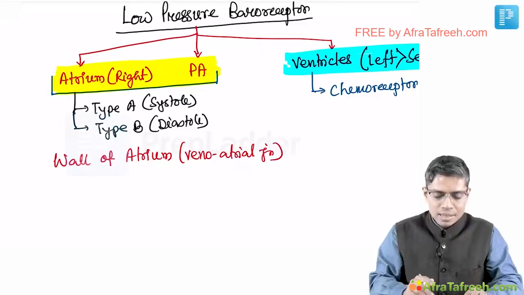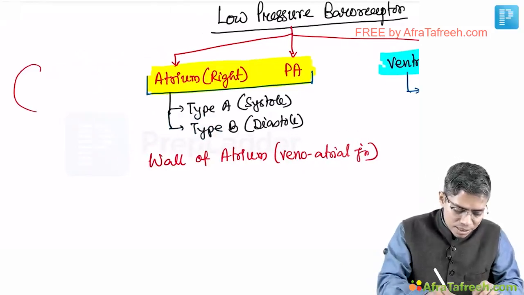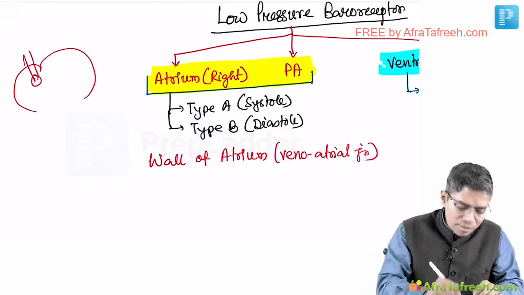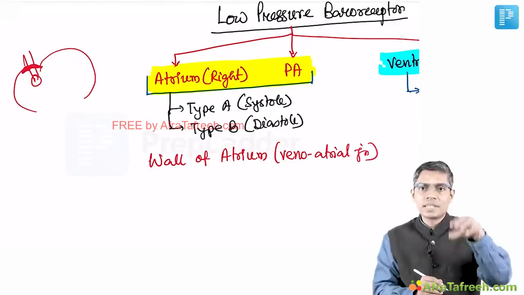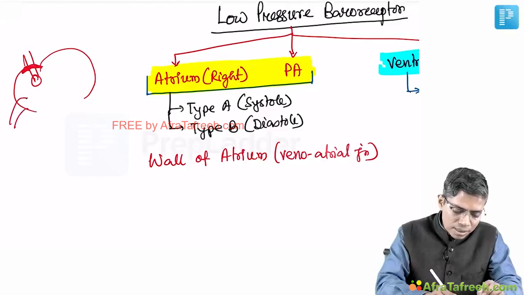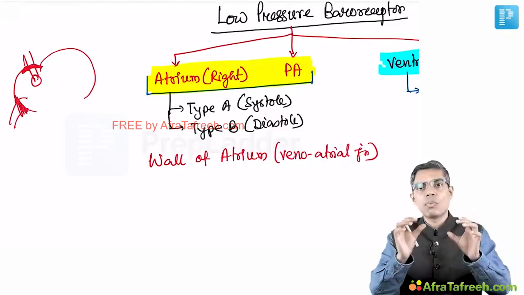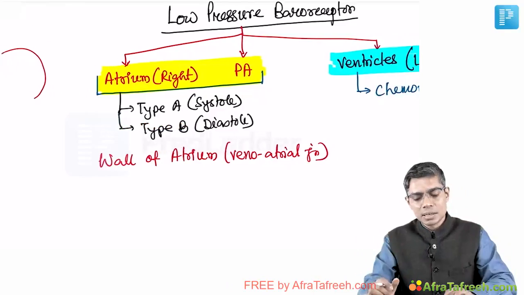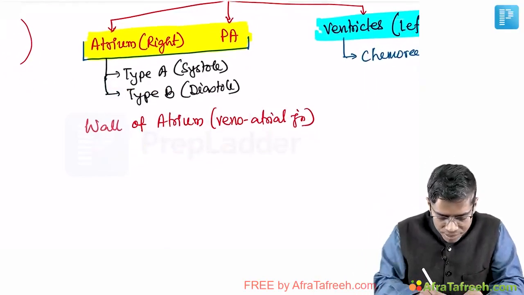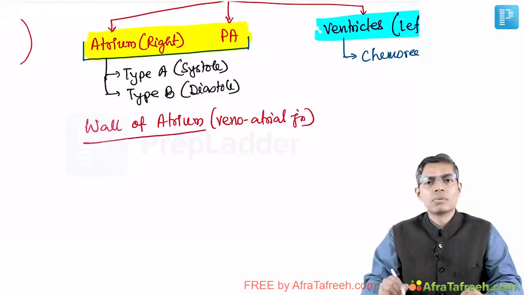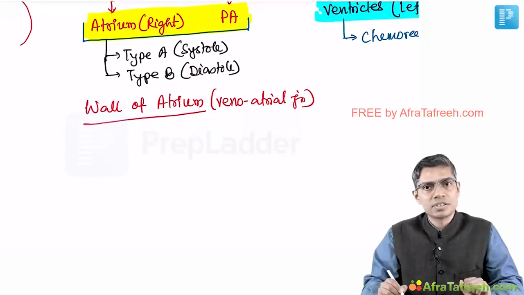Veno-atrial junction means at the level of the right atrium, suppose this is your right atrium, the area where the superior vena cava is entering, this wall, and the area where the inferior vena cava is entering, this wall mainly contains this low pressure baroreceptor, right? So it is located at the level of the wall of the right atrium, at the veno-atrial junction.